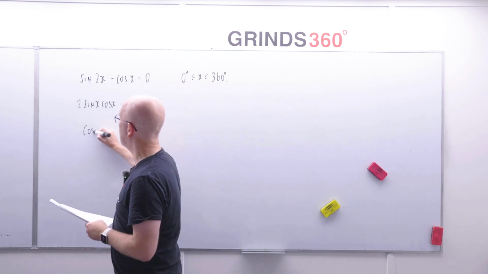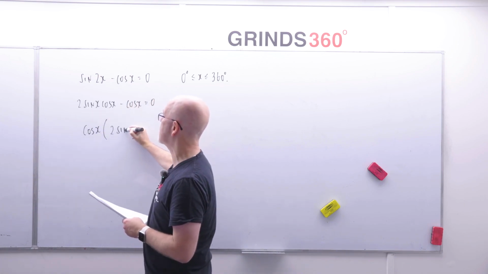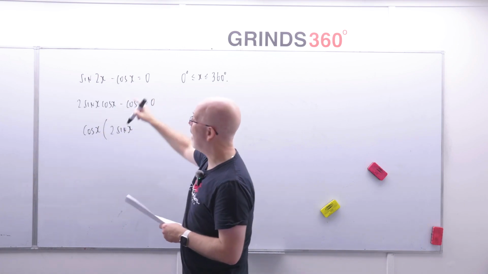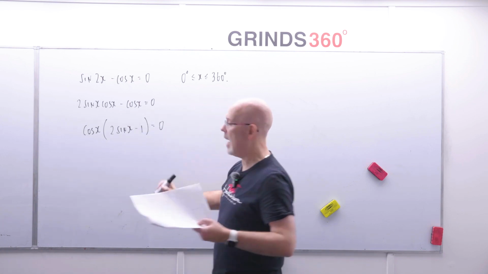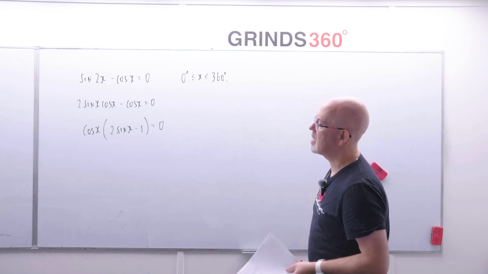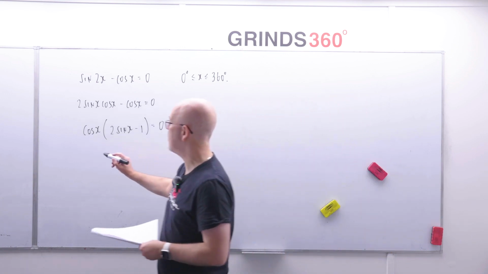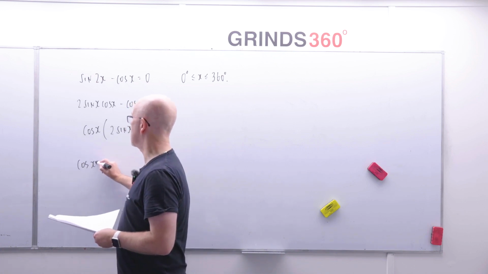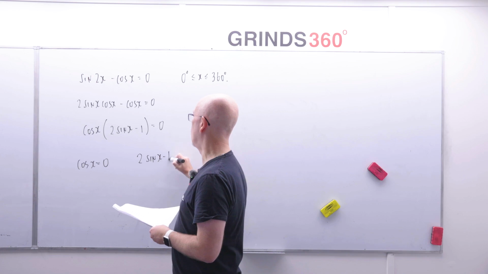Let's pull the cosine x outside a bracket. Divide this by cosine x, I get 2 sine x. Divide minus cosine x by cosine x, I get minus 1. Remember, it doesn't disappear, I'm dividing. And now, Robert's your mother's brother. We're in business, because you can see I've got the left-hand side factorized, two things multiplied together. Those equations I can solve. So cosine x equals 0 is one equation, and 2 sine x minus 1 equals 0 is the other.